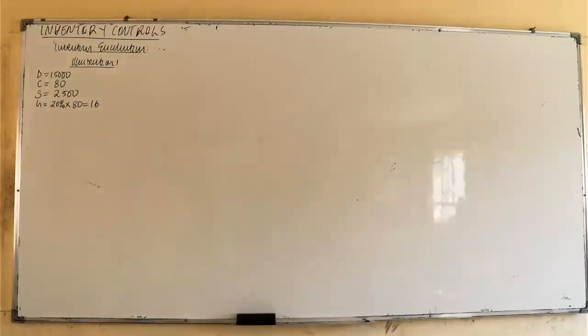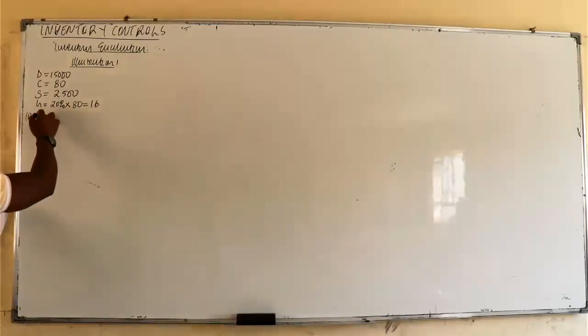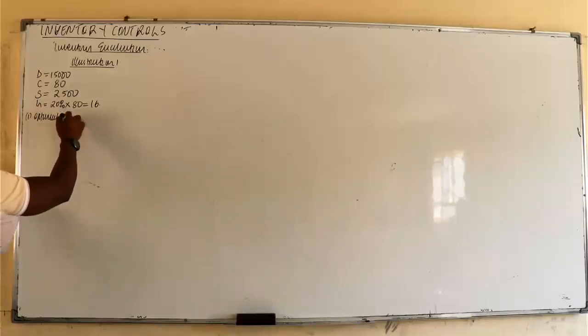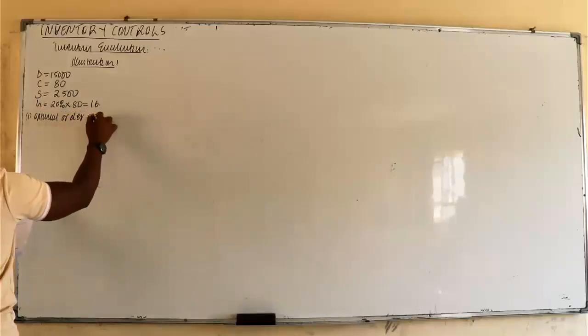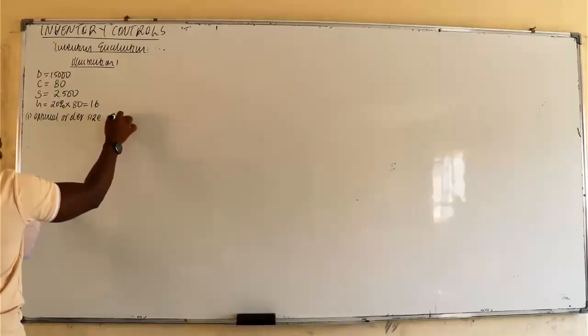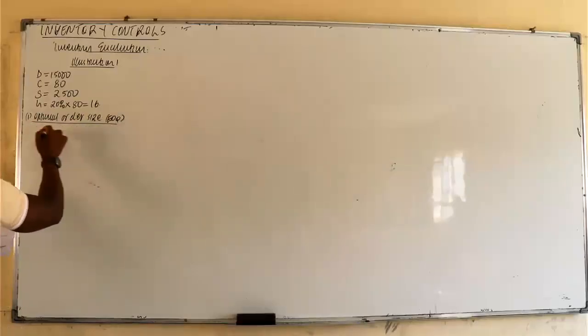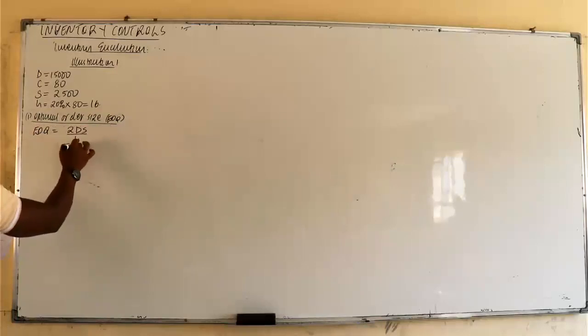Required. Number 1 is to get the optimal order size. Now, our optimal order size is our EOQ. How do we get EOQ? It's the square root of 2DS over H.